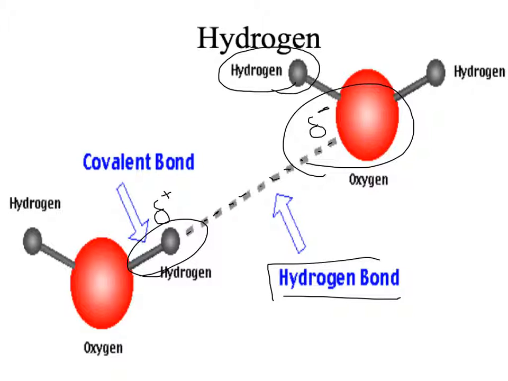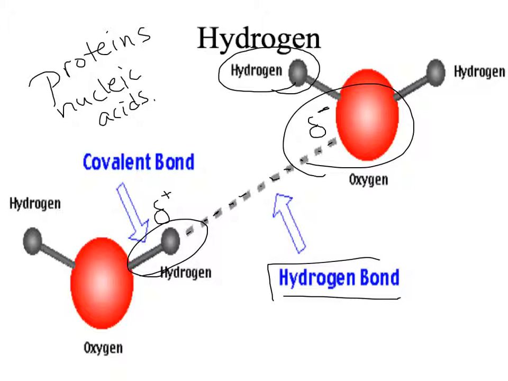Hydrogen bonding is important, of course, in giving water the properties it has, but it's also important in proteins and the nucleic acids that are used to make up proteins. Hydrogen bonding plays a very key part in the properties that those compounds have.